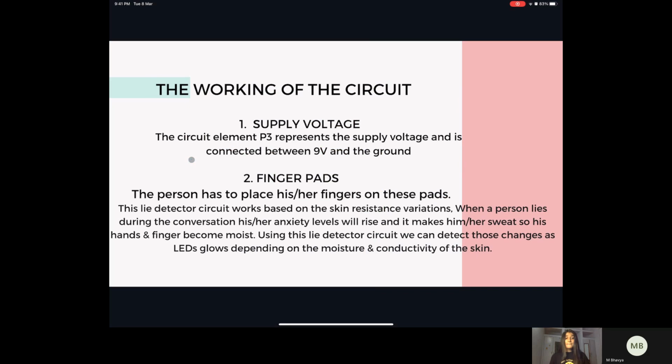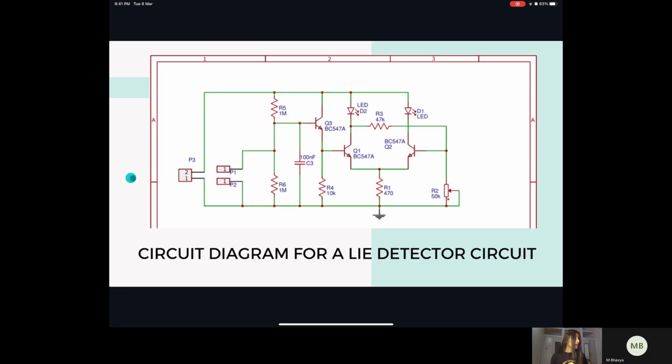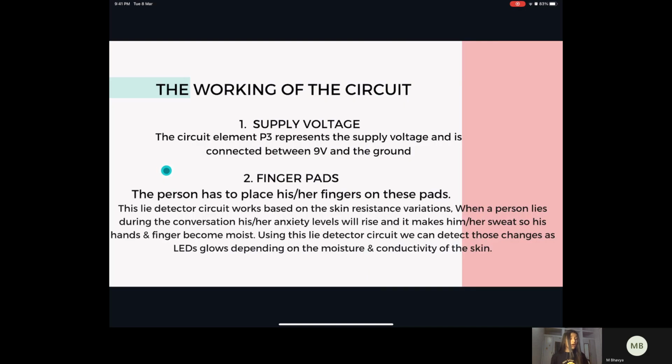Starting with the circuit diagram for the lie detector circuit, we start off with the very beginning using P3. P3 is the supply voltage and it is connected between 9 volts and the ground. Moving on to the finger pads, these are the places where the person has to place his or her fingers.